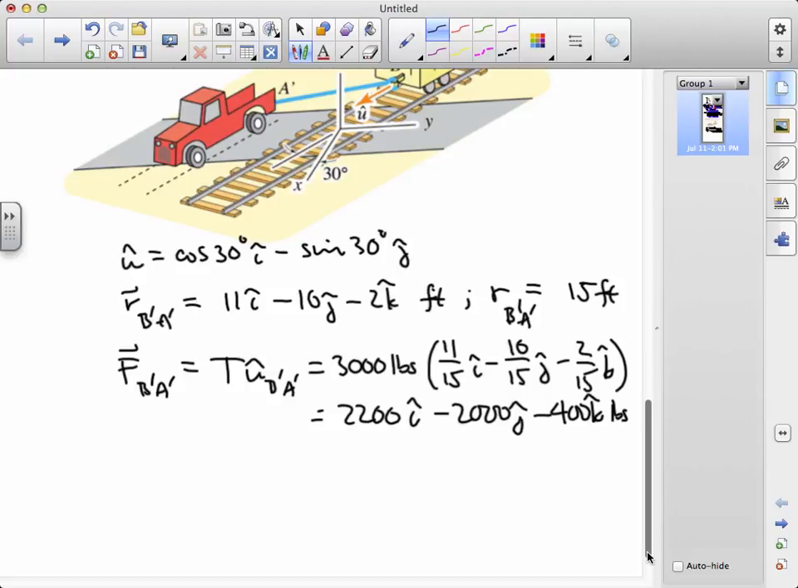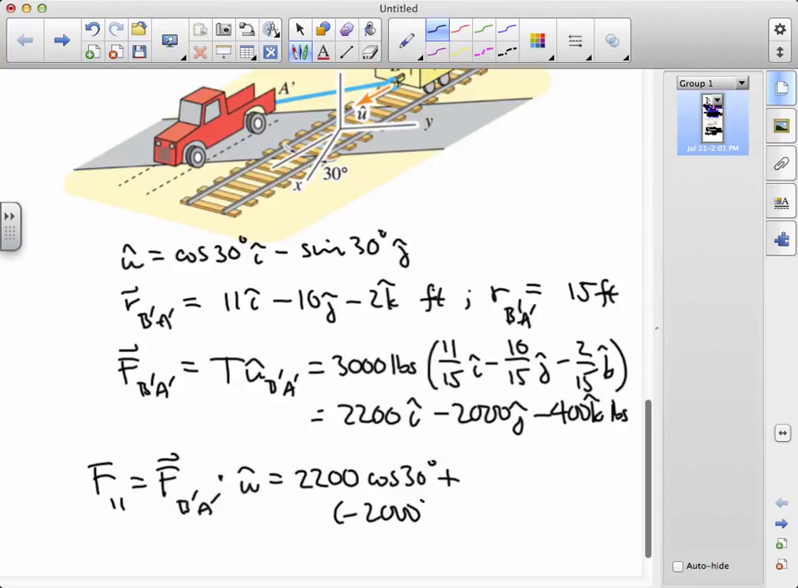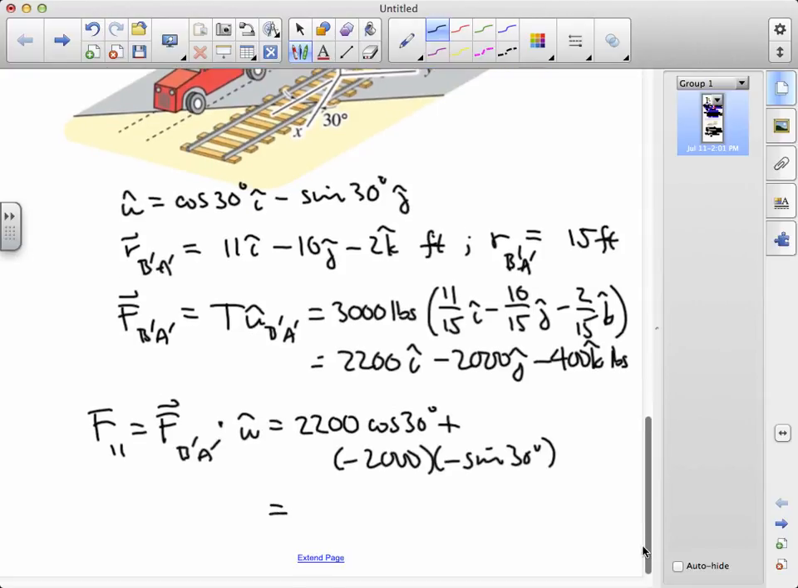The force component along the railroad tracks is therefore F parallel equals F B prime A prime dotted into u. And making use of the Cartesian components, we have 2,200 cosine 30 degrees plus minus 2,000 times minus sine 30 degrees. And that number turns out to be equal to 2,905 pounds.